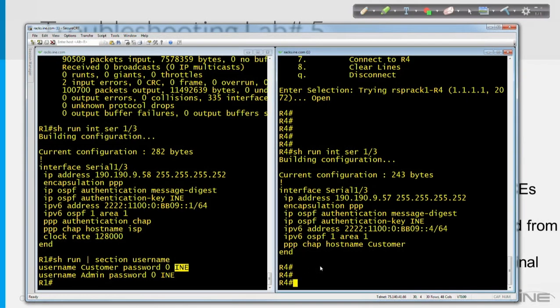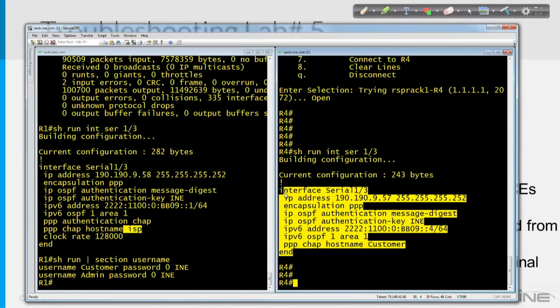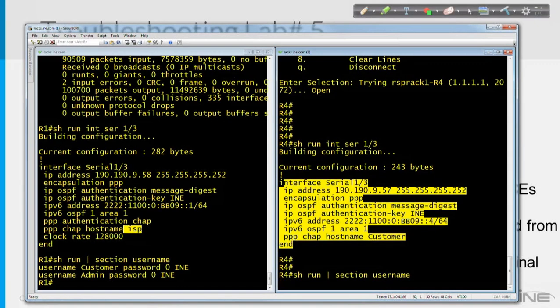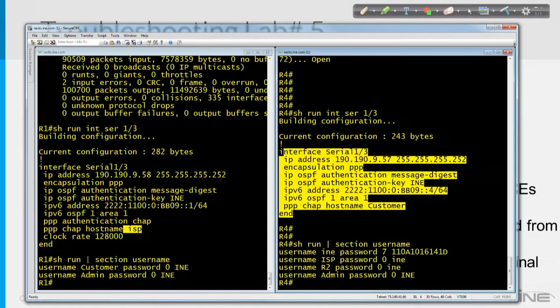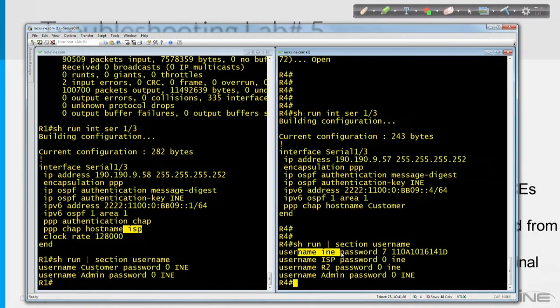What about router 4's perspective? When router 4 receives a challenge from ISP, he also has to have some sort of way of responding to that. Well, we don't see anything here in the interface. There's nothing in the interface that tells him what he should use as a password. So the only other place it could be would be a username command. So show run section username. And here we see username INE. No, that's not it. Username ISP.